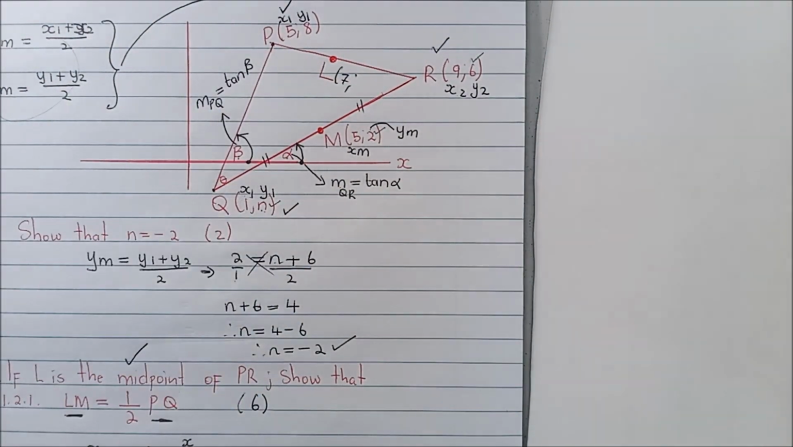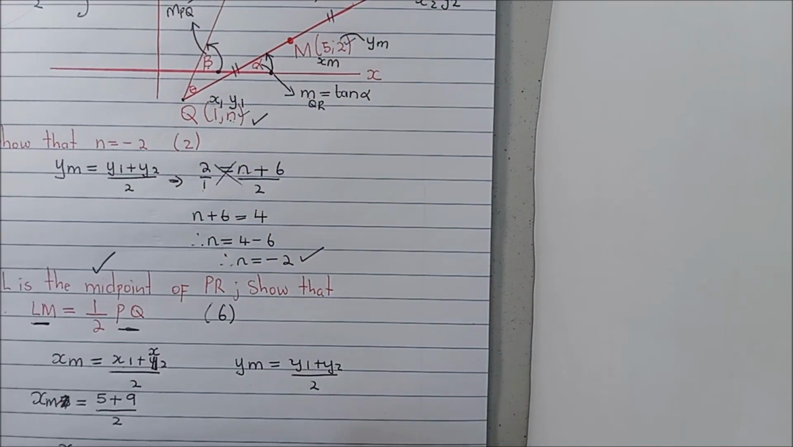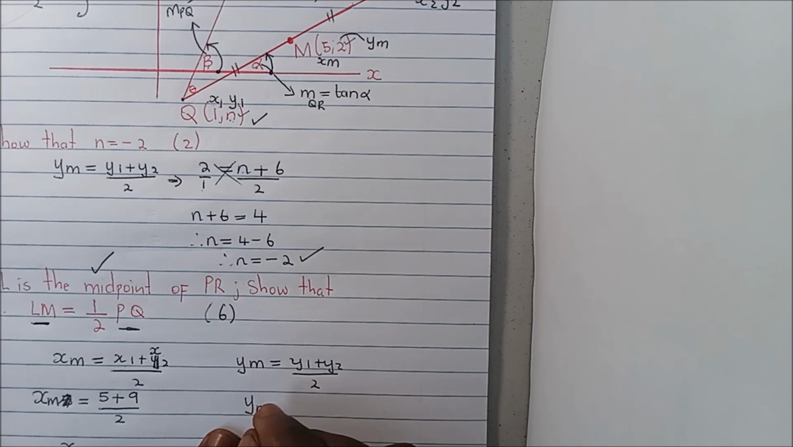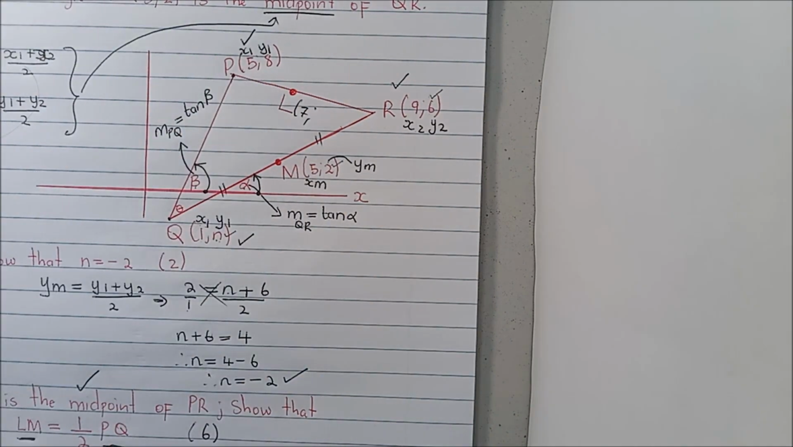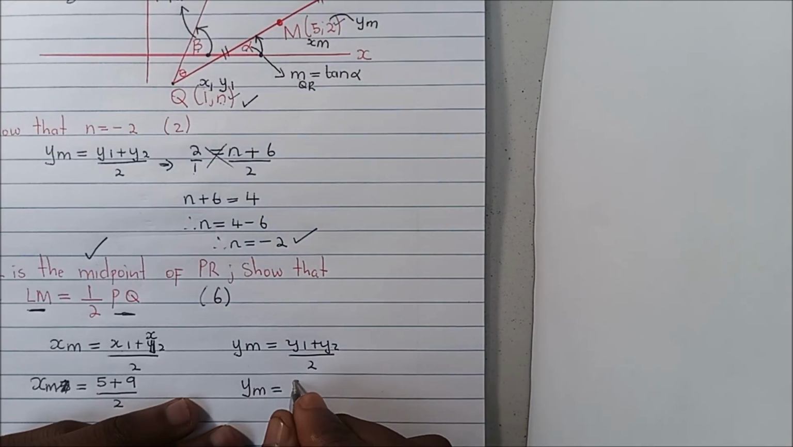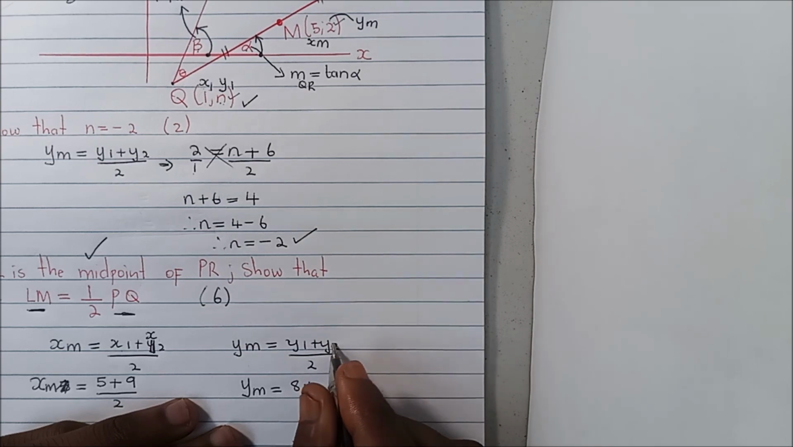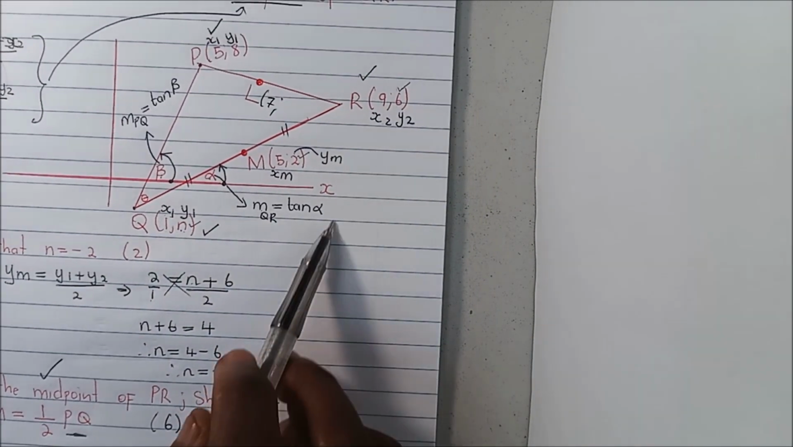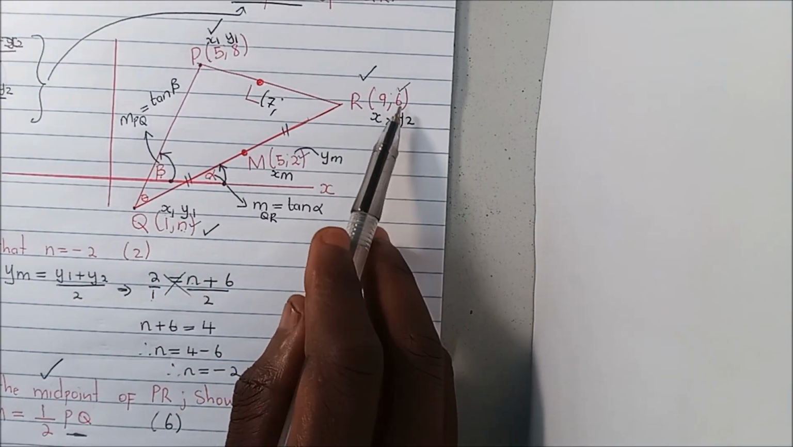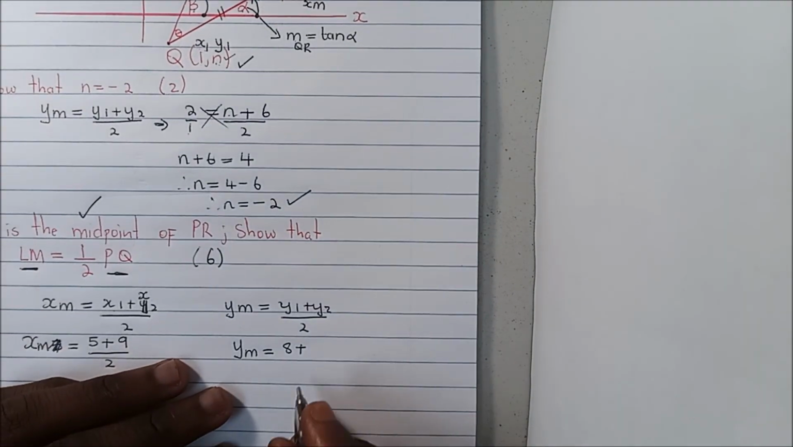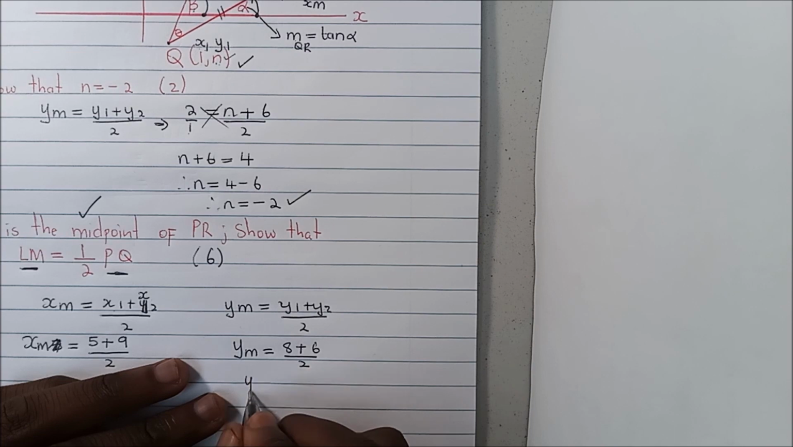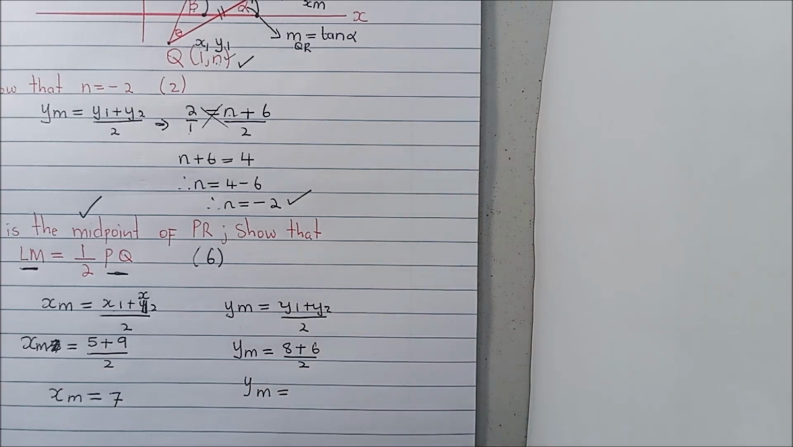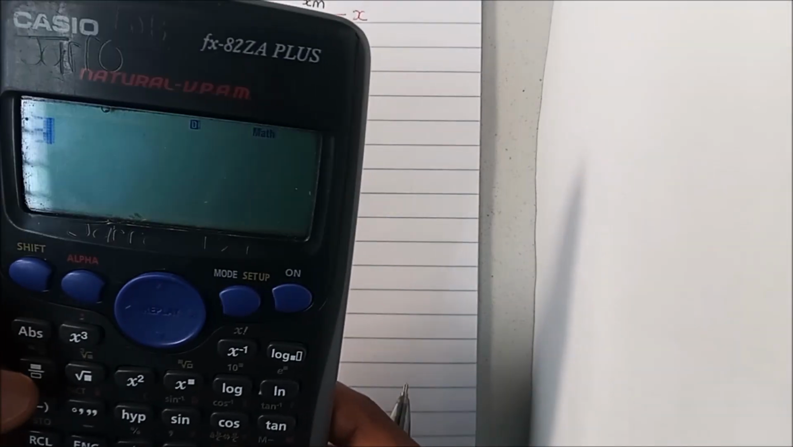So now let's go ahead and calculate the y coordinate. So now ym, we don't have it. So what is our y1? Go back to the diagram. Our y1 is 8. So we have 8 plus, and then what is our y2? Y2 there, so that is 6. So we have 8 plus 6 divided by 2. So the y value of the midpoint will be 8 plus 6.